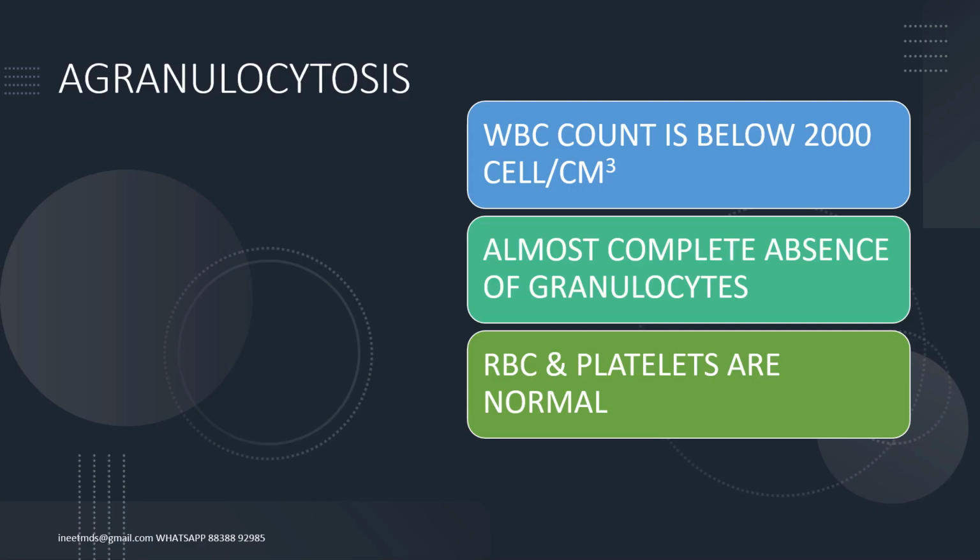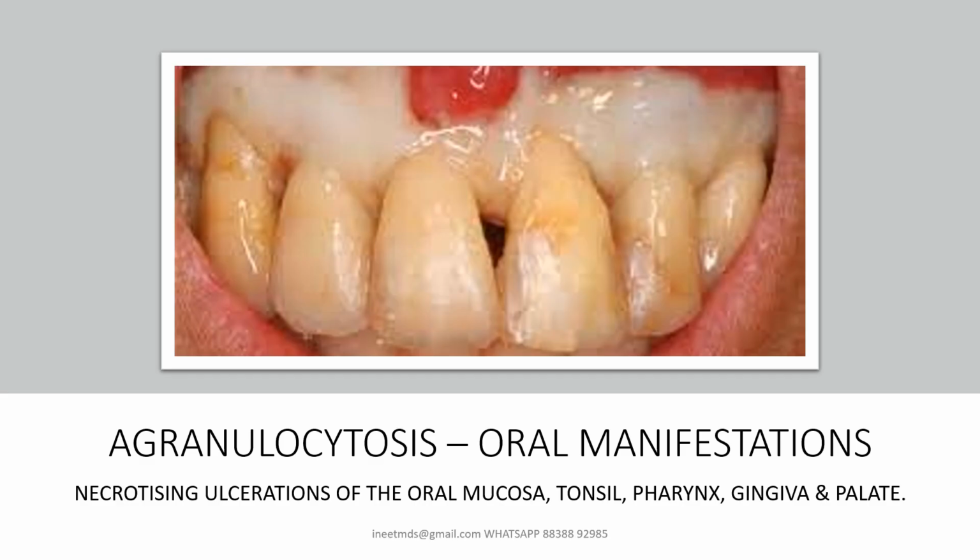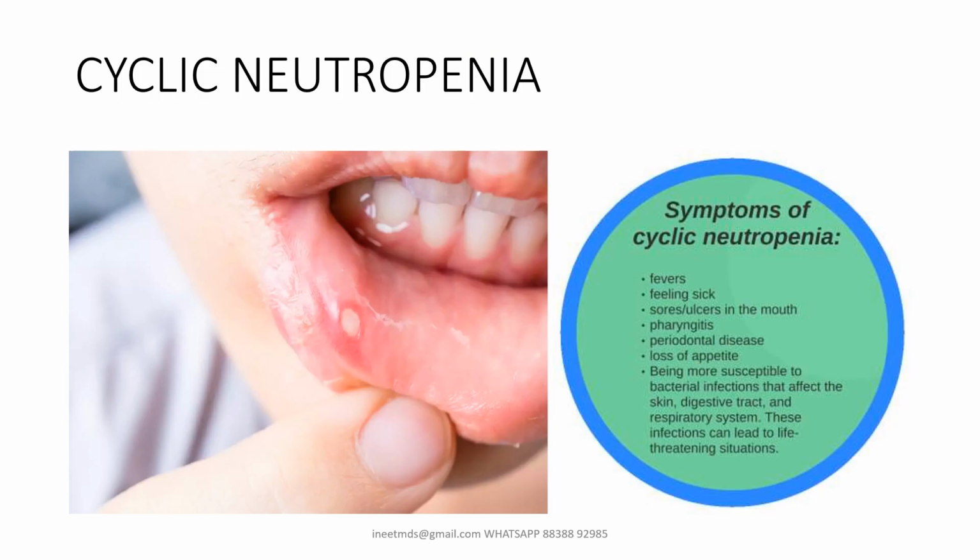Now, agranulocytosis. Agranulocytosis is when the WBC count is below 2000 cells and there is almost a complete absence of granulocytes, whereas the RBCs and platelets are quite normal. The oral manifestation for agranulocytosis is necrotizing ulceration of the oral mucosa. It also involves the gingiva and palate. Apart from that, there is necrotizing ulceration seen in the tonsil and pharynx associated with lymphadenopathy.